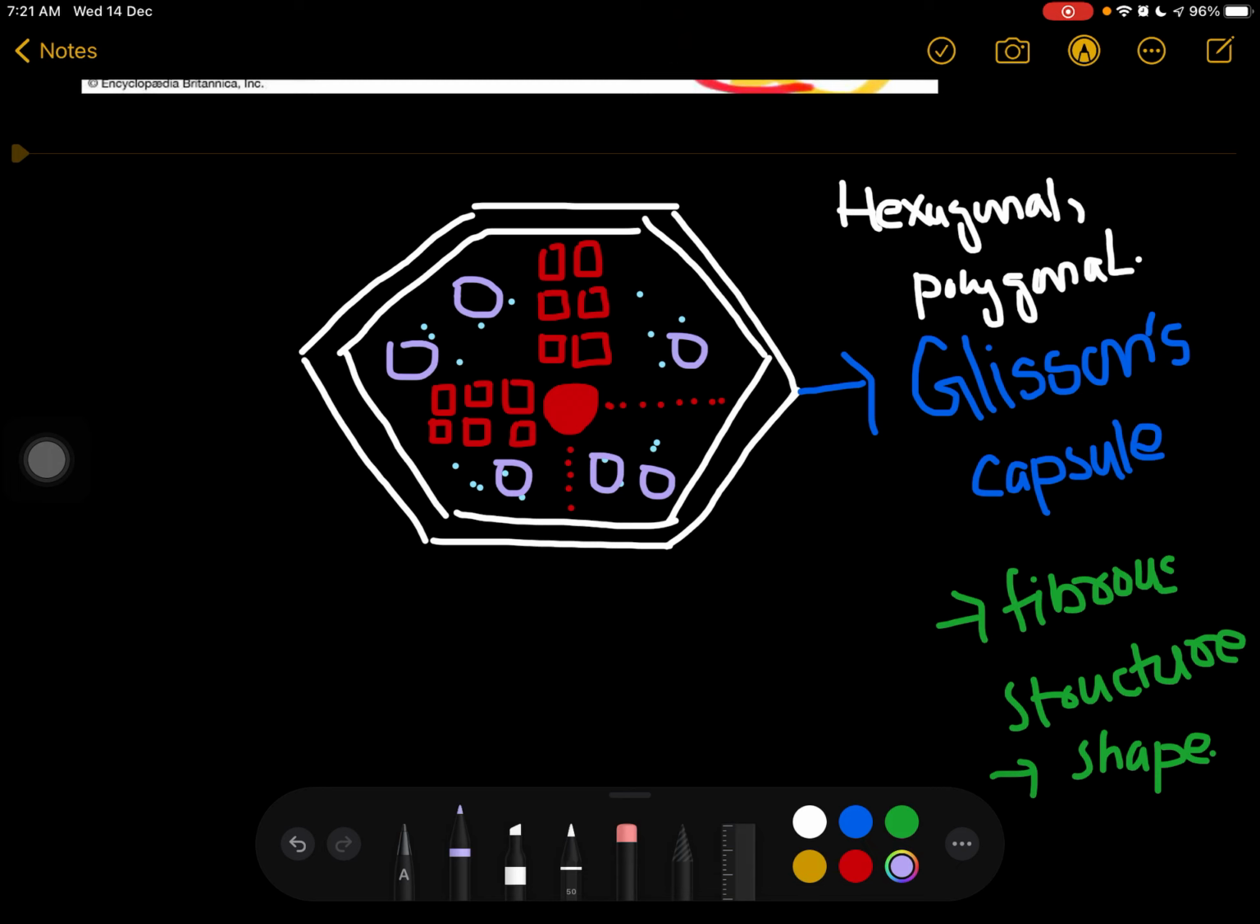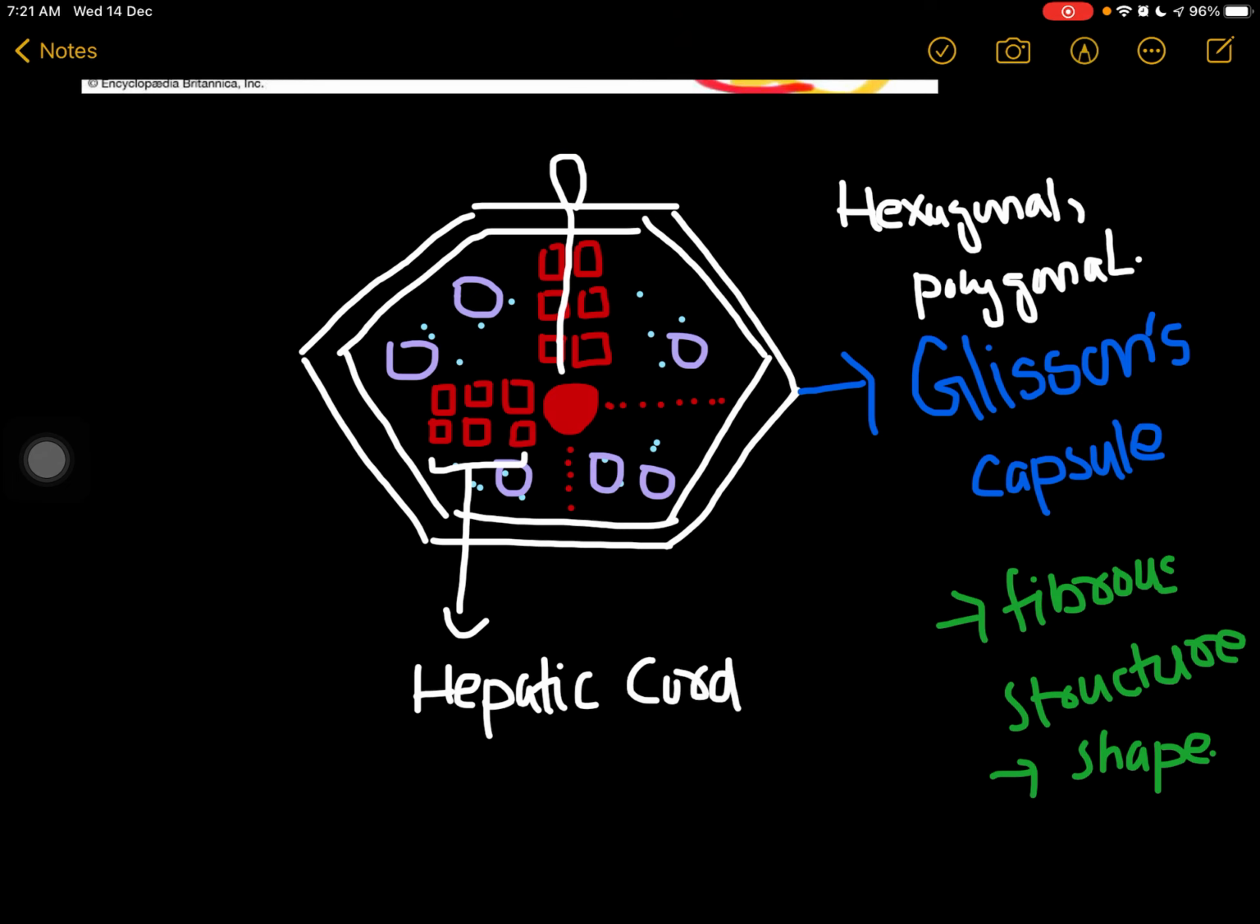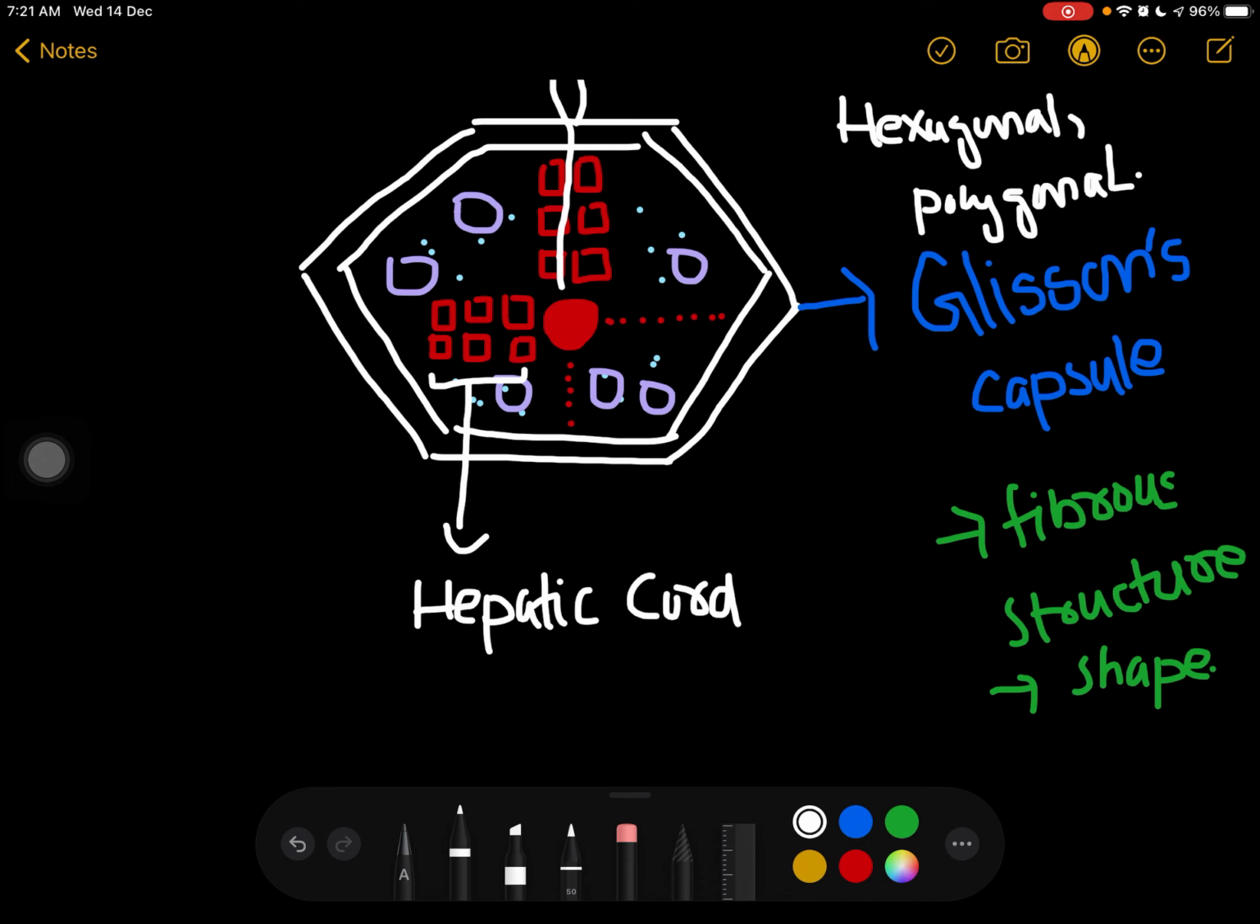Okay, so basically over here, I hope it's clear. This structure is known as the hepatic cord. It contains hepatocytes. What are hepatocytes? Hepatocytes are basically the cells of the liver.